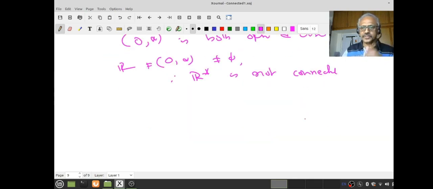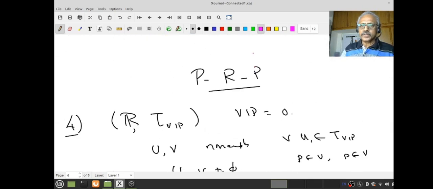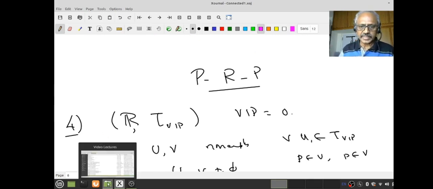Now do you see that our intuition again comes? What was our intuition? R star has two pieces, right? What are the two pieces? Minus infinity to 0 and 0 to infinity. Therefore I should expect it's not connected, and we have proved it rigorously. Please go through all these examples, and if the disconnection etc. confuses you, forget it for the time being. That's the way you might have learned. It will confuse you. You stick to my definition.